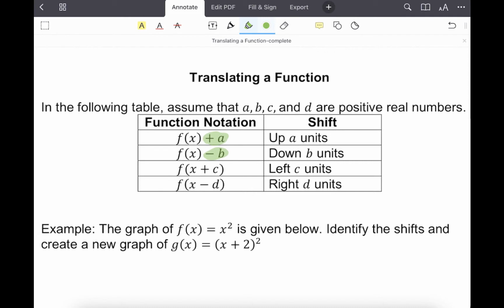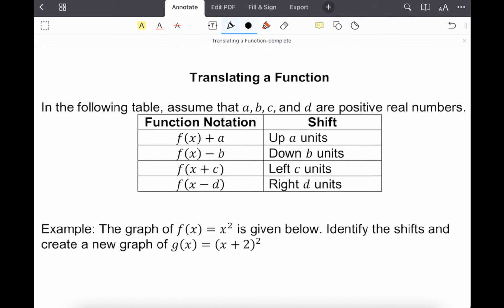If the shift is inside of the function and it's addition, plus C inside, you shift it to the left C units. And if it's subtraction within the function itself, you shift it to the right D units. These last two are usually counterintuitive. You think minus, you'd be going to the left, and plus, you'd be going to the right. But it's exactly the opposite when it's inside of the function itself.